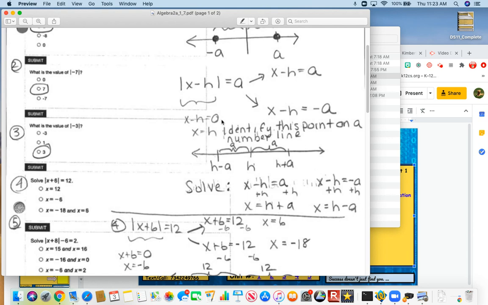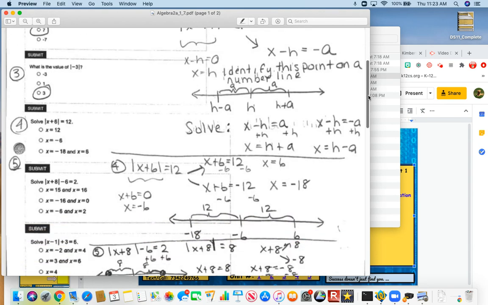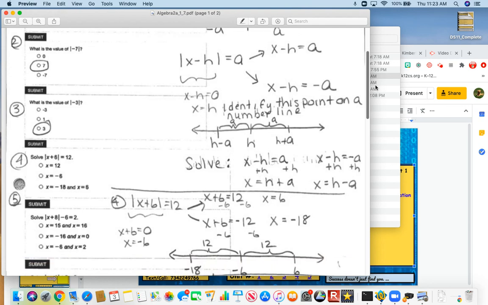Now, how do you graph that? Well, the first thing you do is solve this. X minus h equals 0, x equals h. So you draw that on a number line. Then the 2 solutions are going to be a units to the right, h plus a, and a units to the left, h minus a. So each one of the problems below is going to show you both an algebraic and a graphical solution. So let's get started.